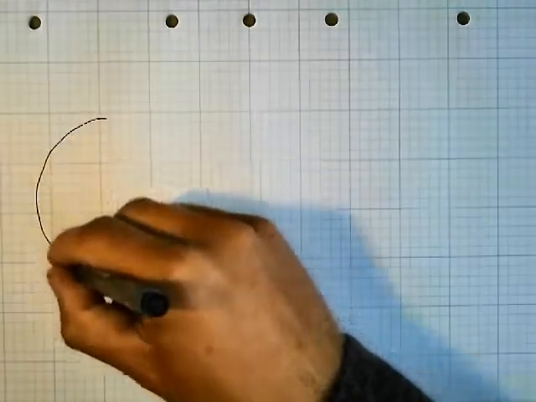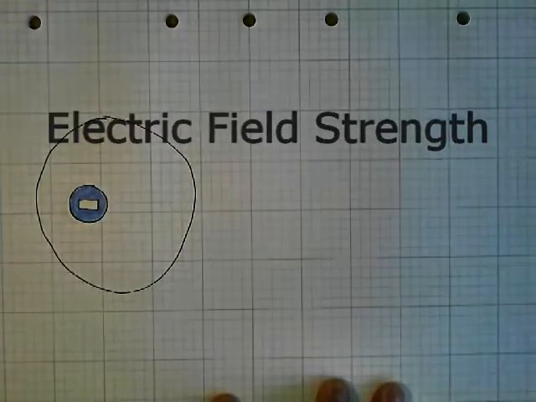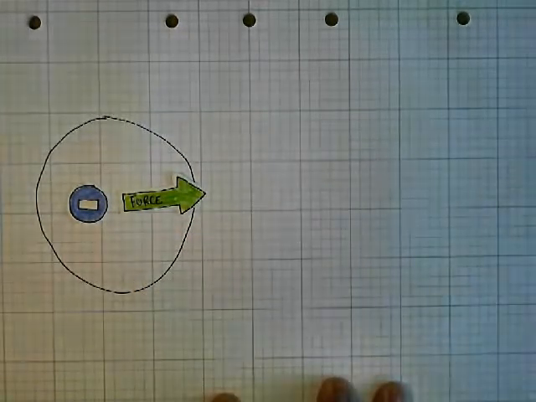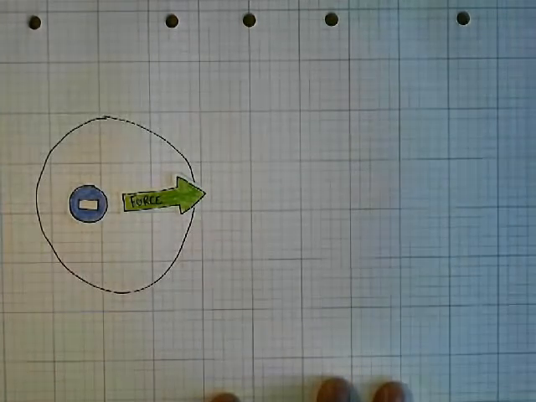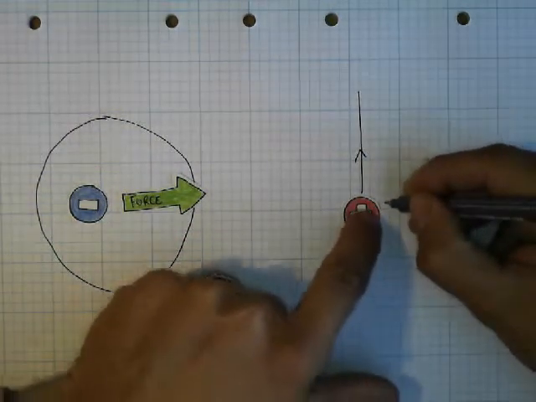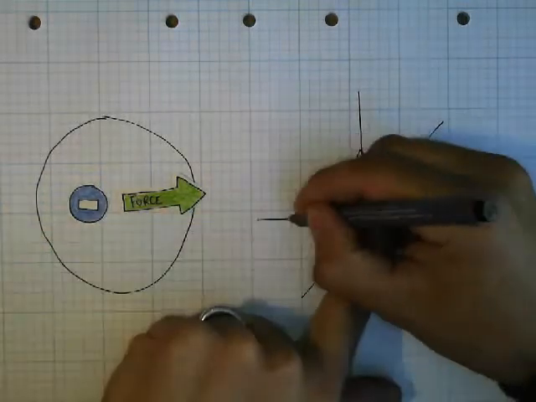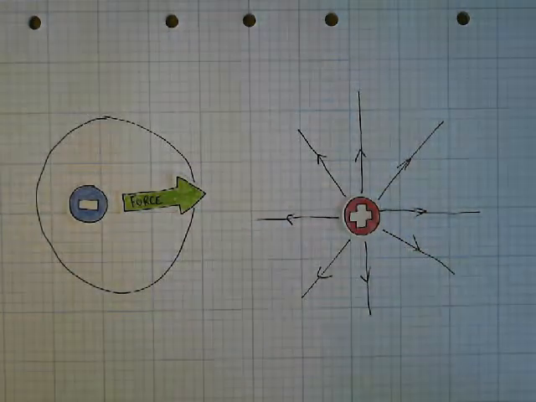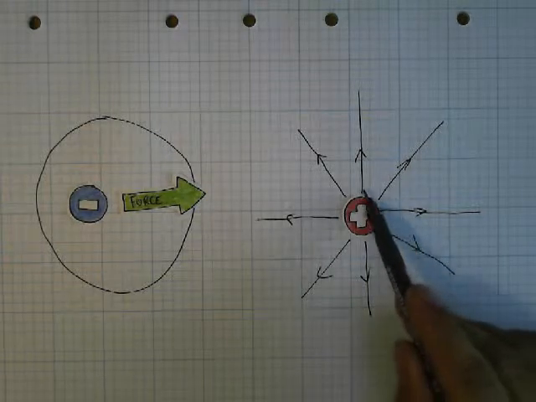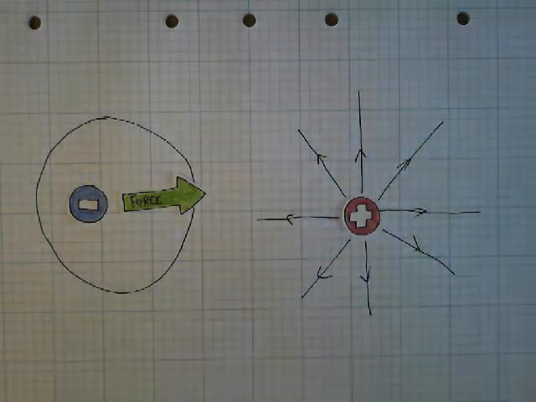Hopefully you remember that an electric field is a region where a charged object experiences a force. You'll also remember that when we draw an electric field, we can represent the strength of the field by the distance between the field lines. Which means the electric field around this point charge is strong near the charge, and it gets weaker as we get further away.